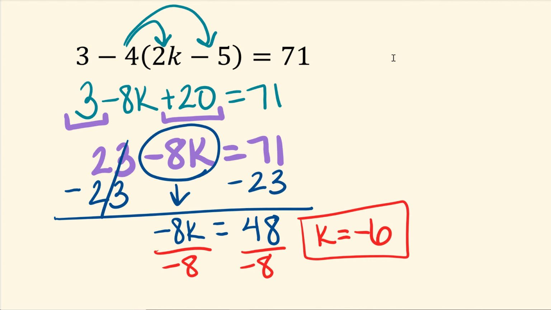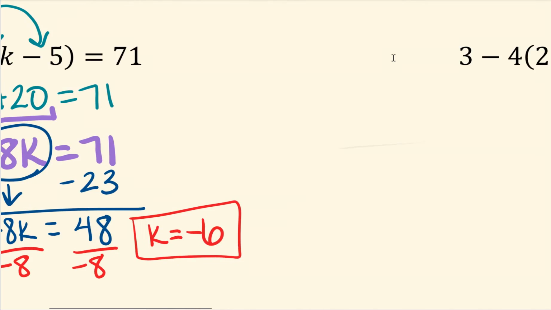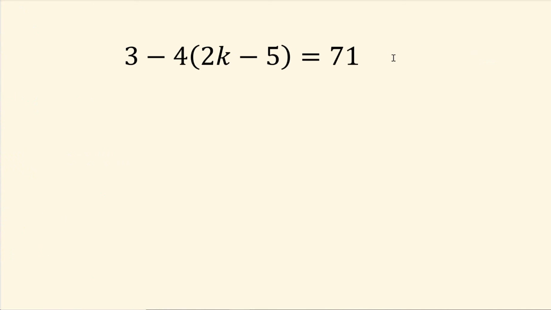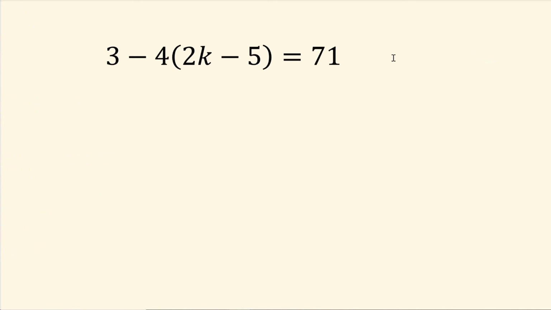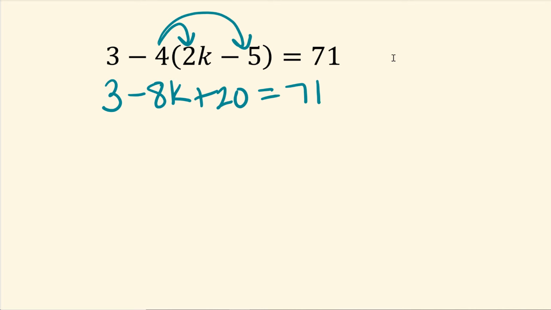Now this was the traditional way of solving this problem, right? The standard algorithm that every math person knows how to do. I'm going to go ahead and do this problem again using the box method because I know that it's really helpful for a lot of people. Now when doing the box method for this problem, you still need to make sure that that distribution happens first. So I still am going to bring that 3 down. I'm still going to distribute that negative 4 to the positive 2k and to the negative 5 to get that equals 71.